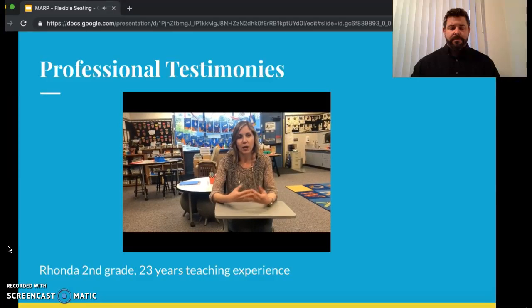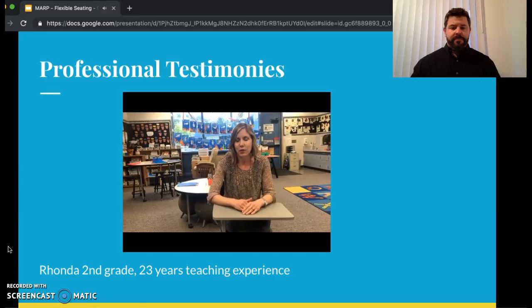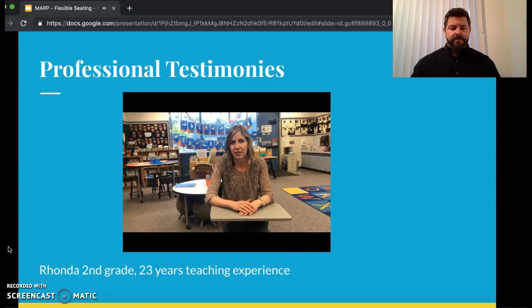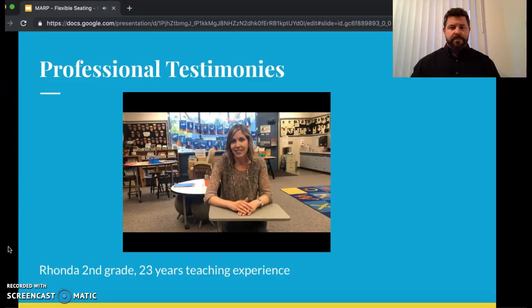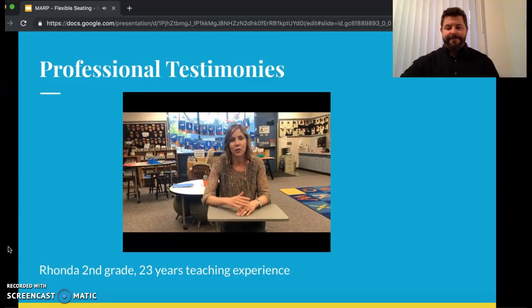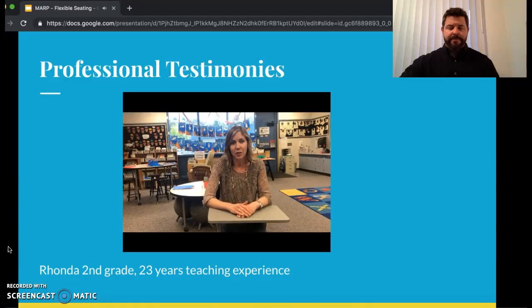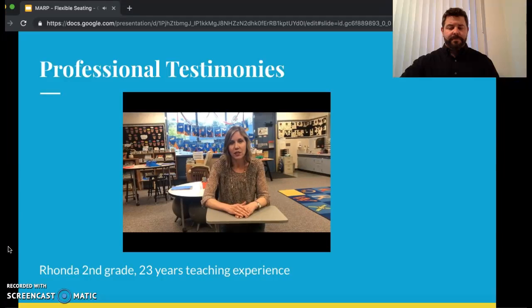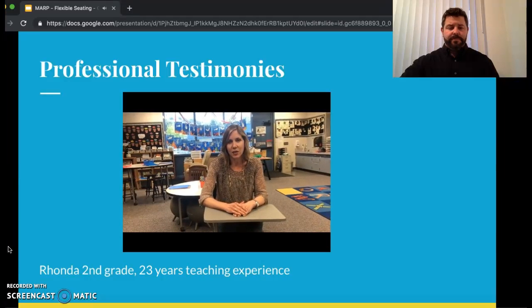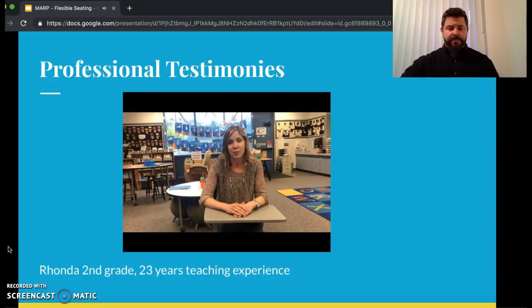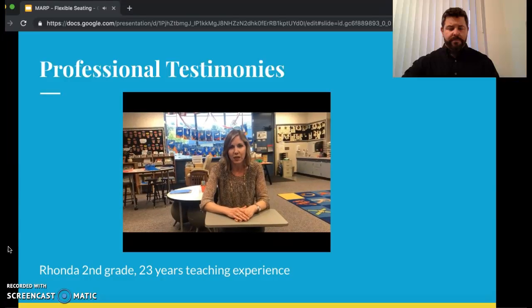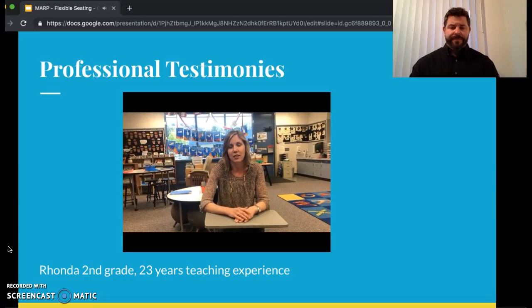I'm not monitoring them as much as I have seen with my traditional desks and chairs. The responsibility is on them, and that's the choice that they've made, where they want to sit and who they want to sit next to. And so I'm counting on them to really do their best during the time that they're sitting in that seat, and they rise to that expectation. And so their achievement, as far as working independently or collaboratively, has just increased.